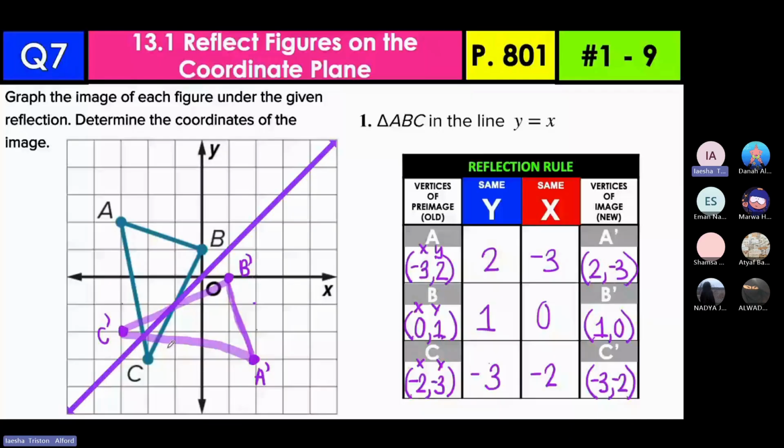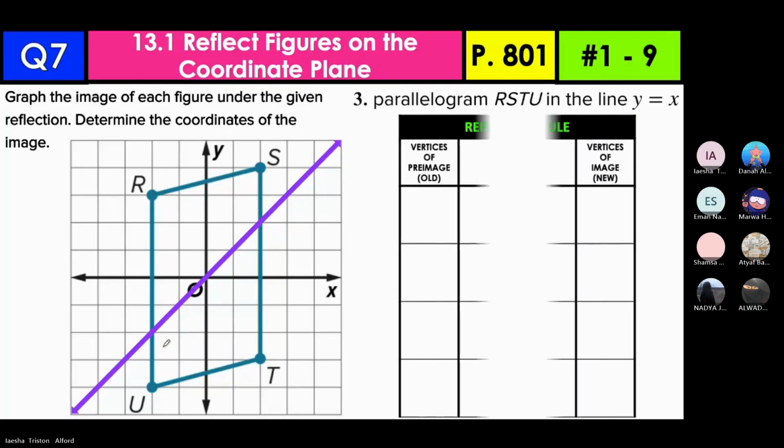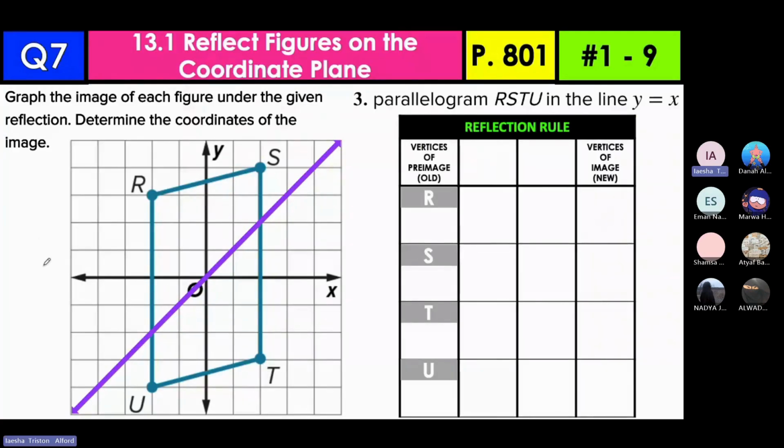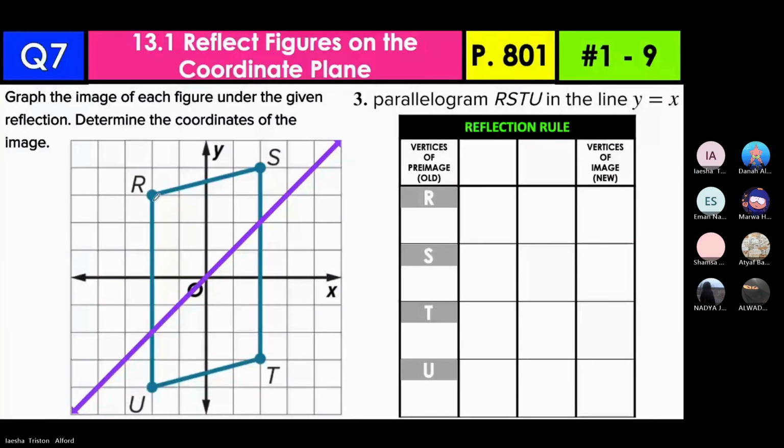Anybody want to ask me something about this one? No. All right. There's another one, number 3. Also says make the reflection in line y equals x. So for this line, we have to move everything to the opposite side of the line. So same again, we have to know where is each point. So where is R? -2, +3.